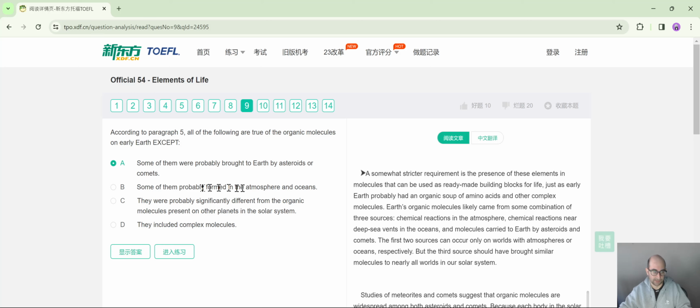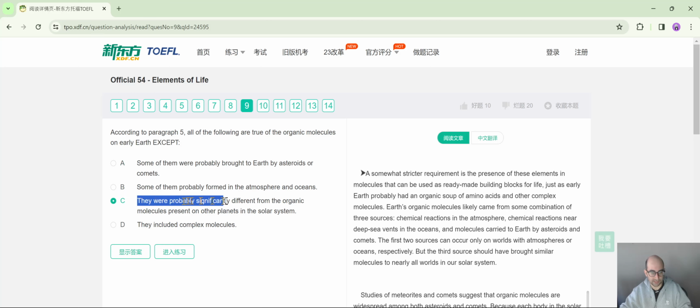They were formed in these two places, atmospheres and oceans. "Most likely came from a combination of three sources," so it should be here. Chemical reactions. Well, there's oceans, and those carried by asteroids and comets. I want to find atmosphere too. "The first two sources can occur only on worlds with atmospheres or oceans." Now I'm really sure. That's it. So B is true, can't be it.